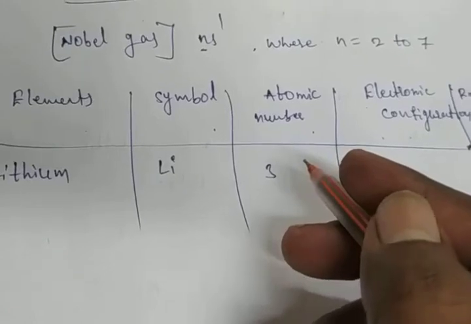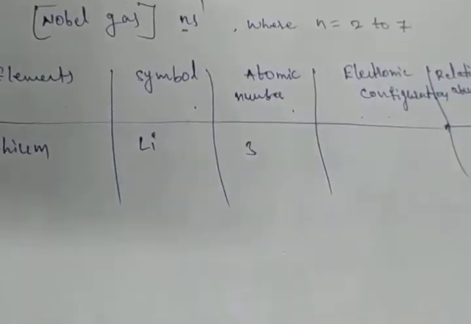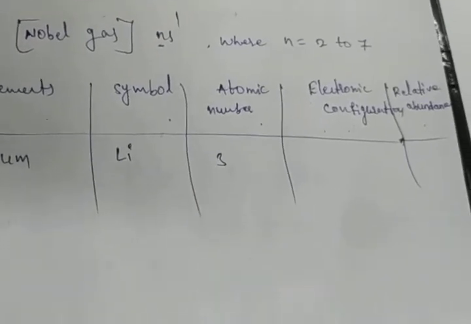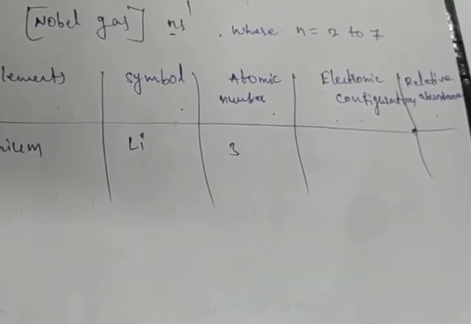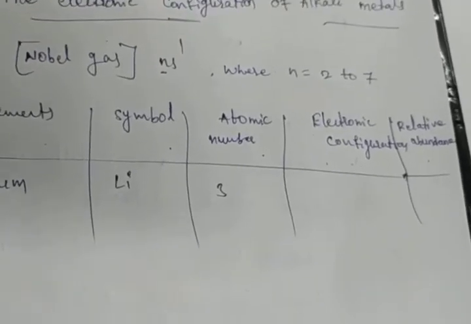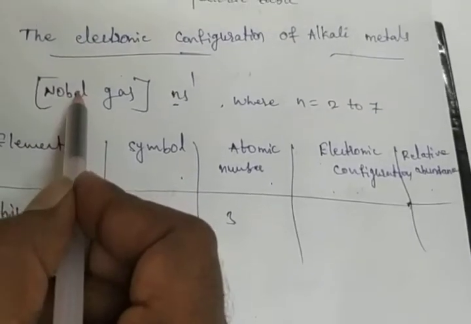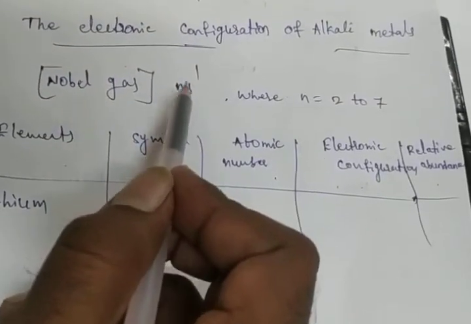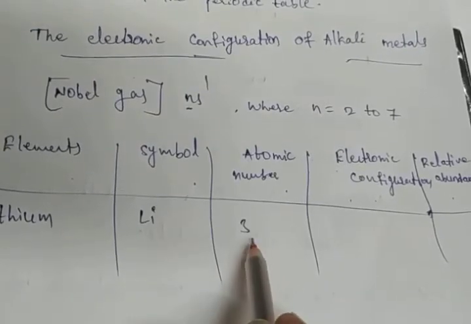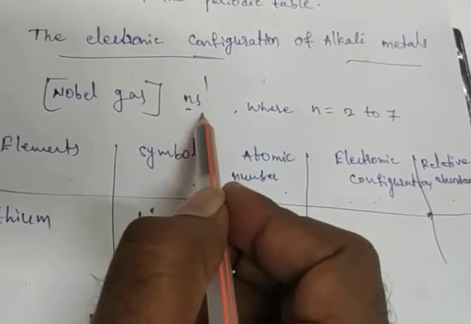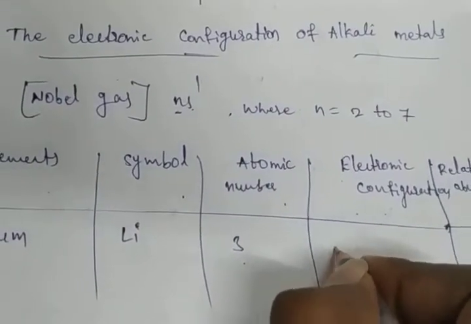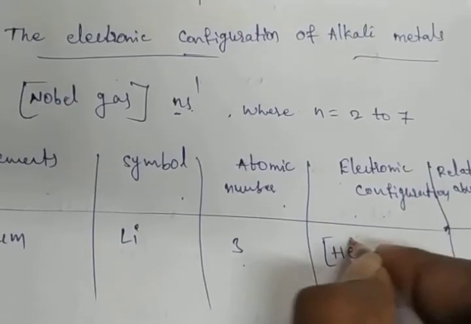How can we write the electrons? Generally, we can write the electronic configuration as 1s2, 2s1. In the 9th class, in the foundation class, you learned how to write electronic configurations. In basic classes also, I discussed it with you. But here, how can we write the electronic configuration with a noble gas? The total number of electrons is 3. The valency electron is in the s orbital, having 1 electron. We just have to write it with the noble gas.